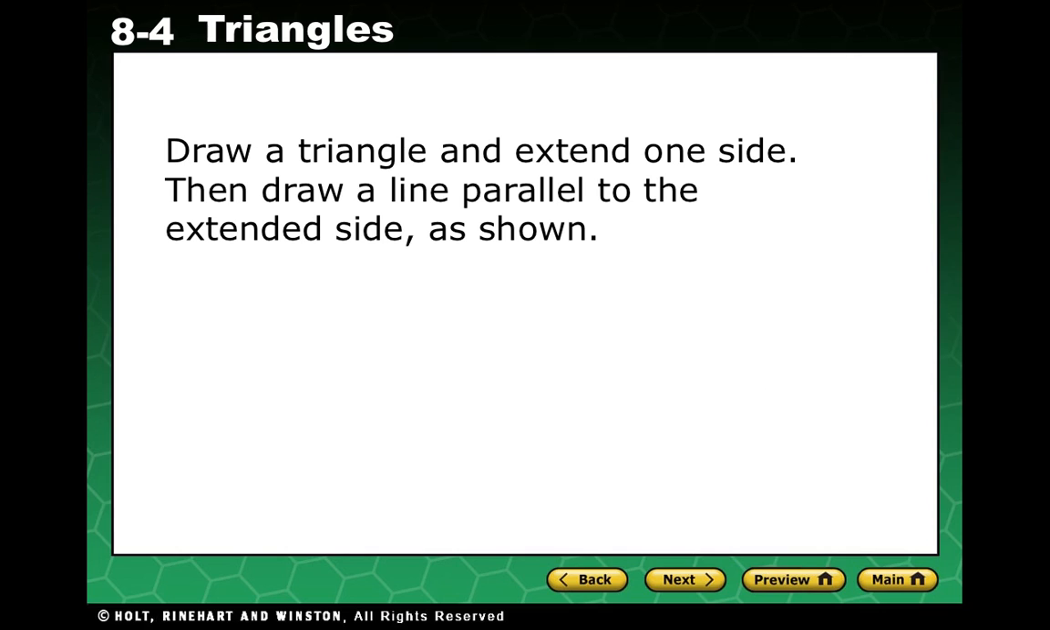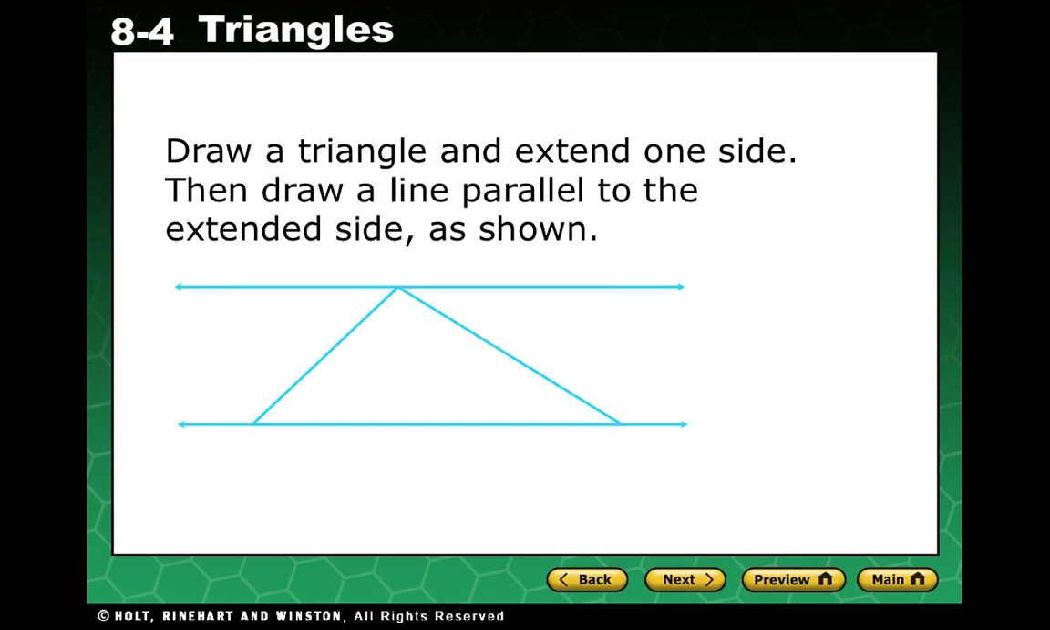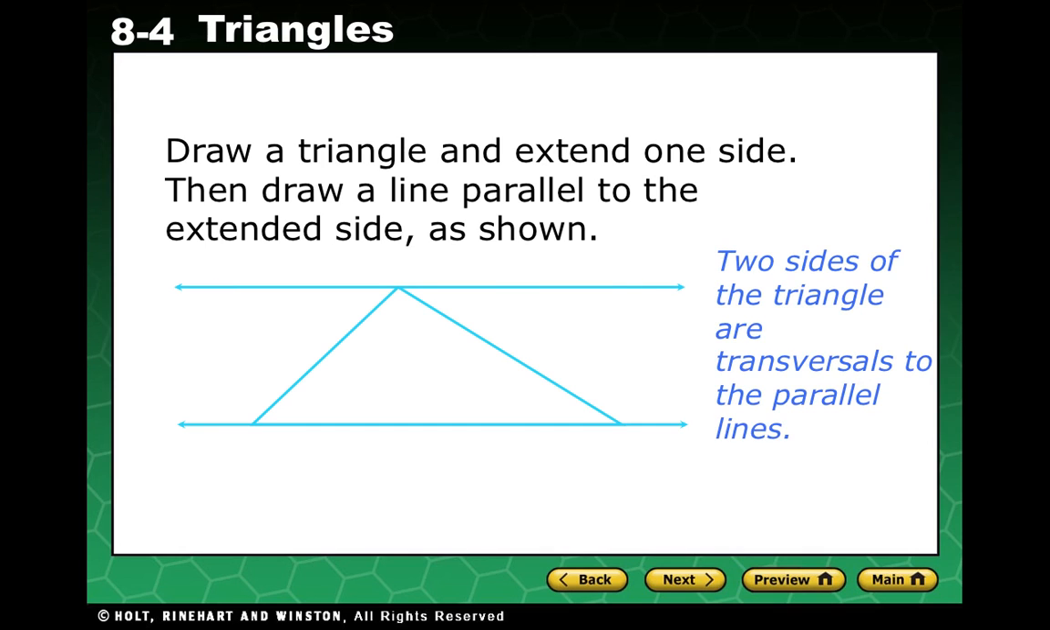So if we draw a triangle and extend one side, and then draw a line parallel to the extended side as shown, two sides of the triangle are transversals to the parallel lines. So just like the last lesson.